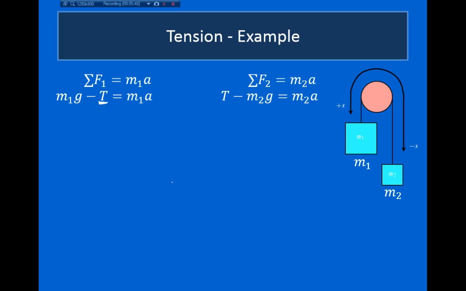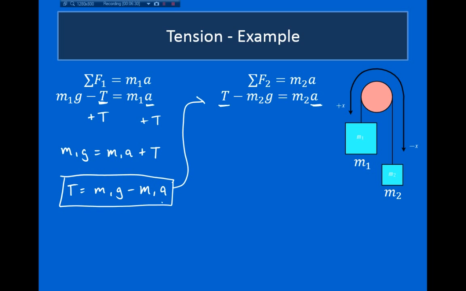Whenever you have a system like this where you have two equations and two unknowns, but we're only asked to solve for one of the unknowns, the first thing you do is solve for the unknown that you don't care about in terms of the other one. So here I don't care about tension, so I'm going to solve for tension first. Let me add tension to both sides. Then I get m1g is equal to m1a plus T. Solving for T, I get that T is equal to m1g minus m1a.